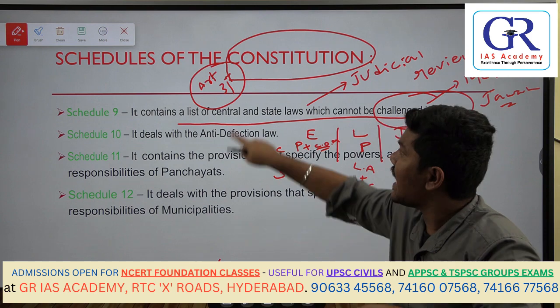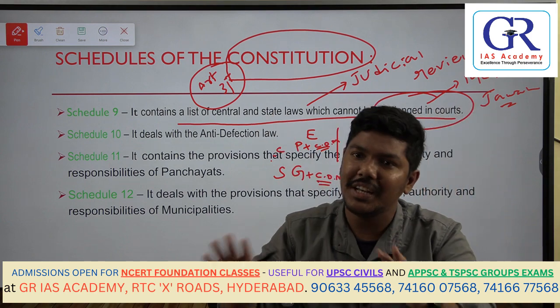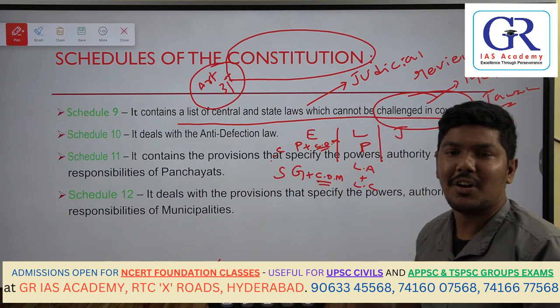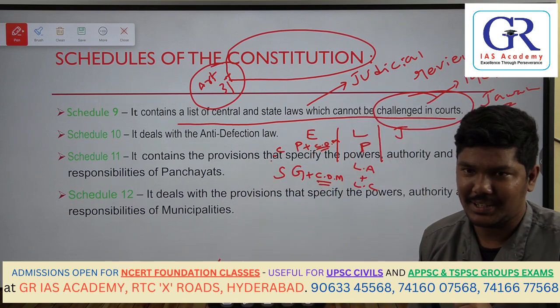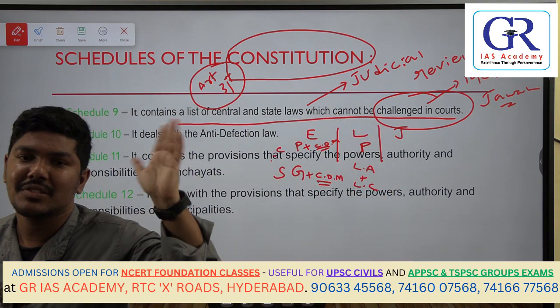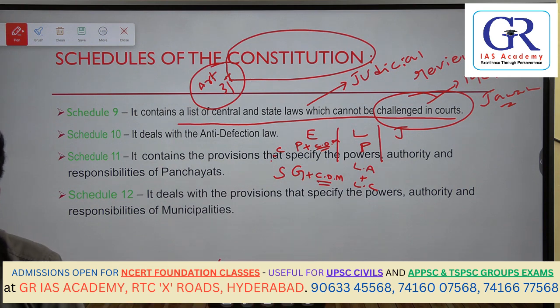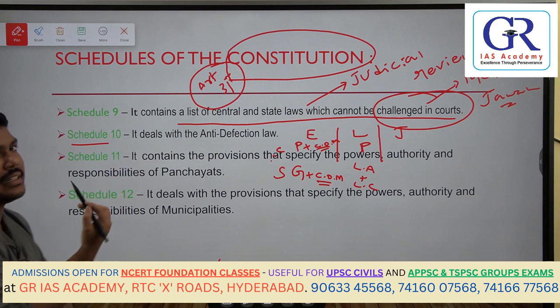Now you cannot say that Article 31 is violated and I have to strike off this law. No, please don't do that. That is the objective of creating the 9th Schedule. Schedule number 9 deals with laws of the central as well as state governments which have been kept outside judicial review. Clear? Yes. Then comes Schedule number 10.